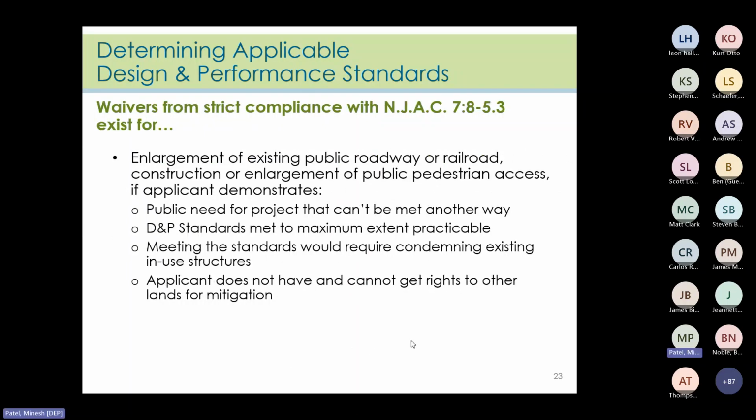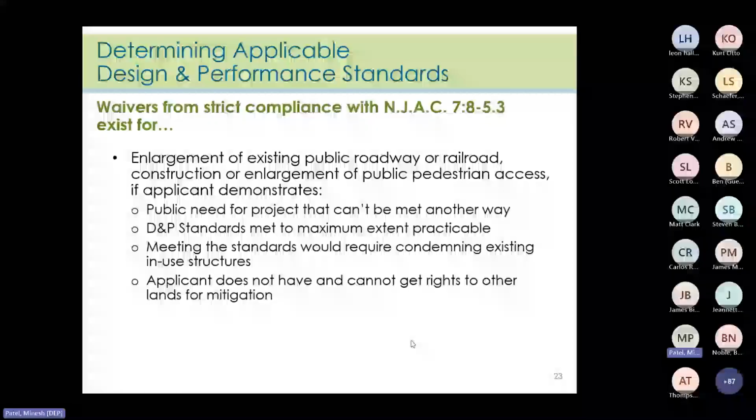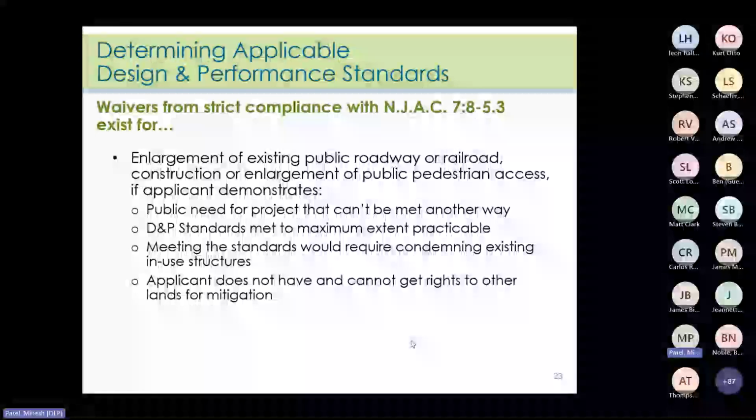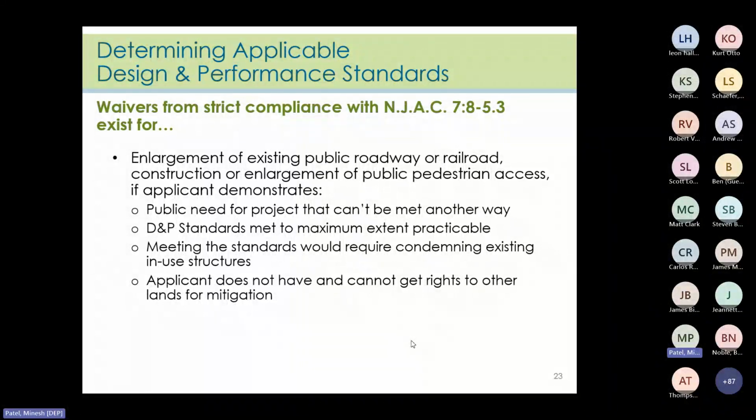And finally, the reviewer may allow waivers to be granted for the enlargement of a road or railroad or the construction or enlargement of a public pedestrian access if requirements here are met. And they're as follows: public need for a project that can't be met another way, design and performance standards met to the maximum extent practicable. Meeting these standards would require condemning existing in-use structures, and the applicant does not have and cannot get rights to other lands for mitigation.